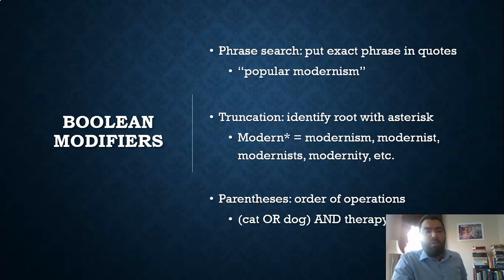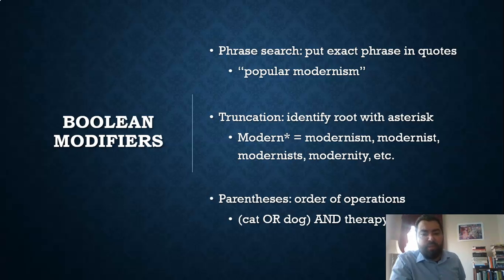Number two, truncation. Often you have a root word and then you can add different endings onto that root, and often what you'll want is every word related to that root. So you put an asterisk at the end of the root, and then the database knows, okay, I'm looking for every single word that has this root. The example says modern with an asterisk, and anything that begins with modern, the database would pull up for me.